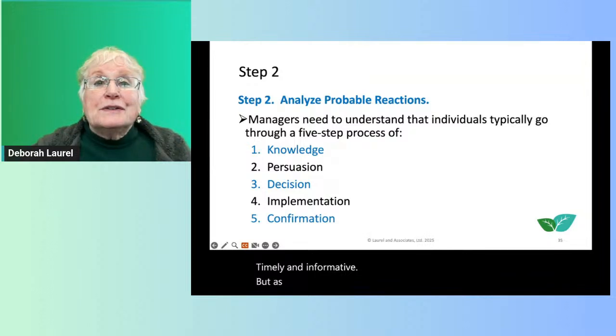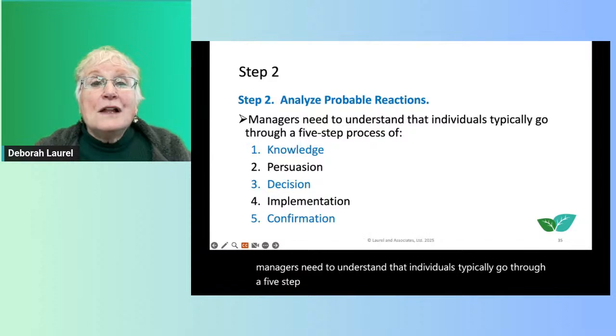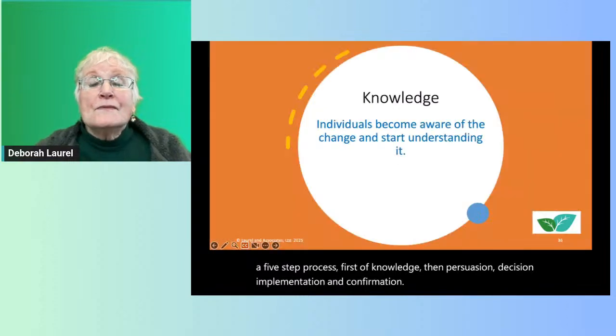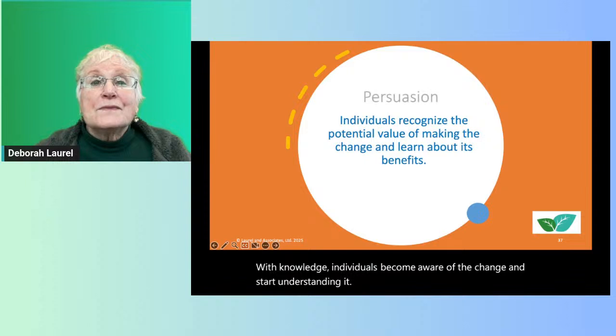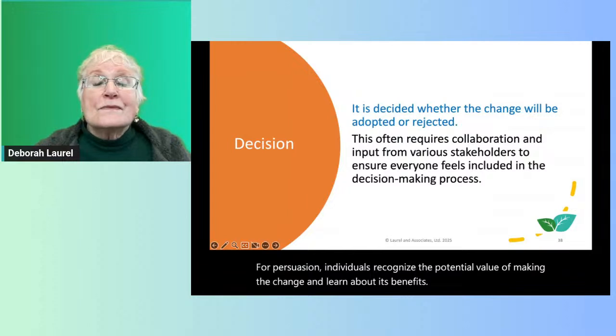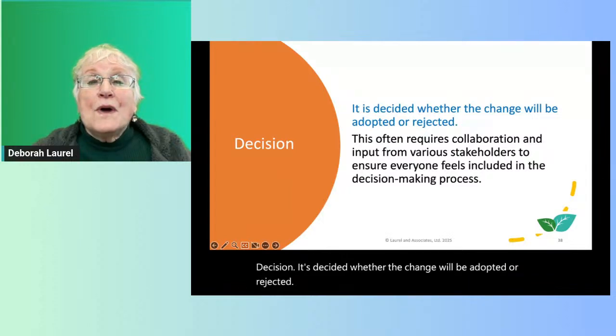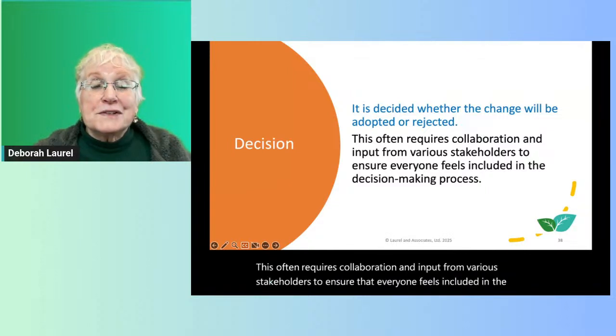As we look at analyzing probable reactions, our step 2, managers need to understand that individuals typically go through a 5-step process: knowledge, then persuasion, decision, implementation, and confirmation. With knowledge, individuals become aware of the change and start understanding it. For persuasion, individuals recognize the potential value of making the change and learn about its benefits. Decision, it's decided whether the change will be adopted or rejected. This often requires collaboration and input from various stakeholders to ensure that everyone feels included in the decision-making process.